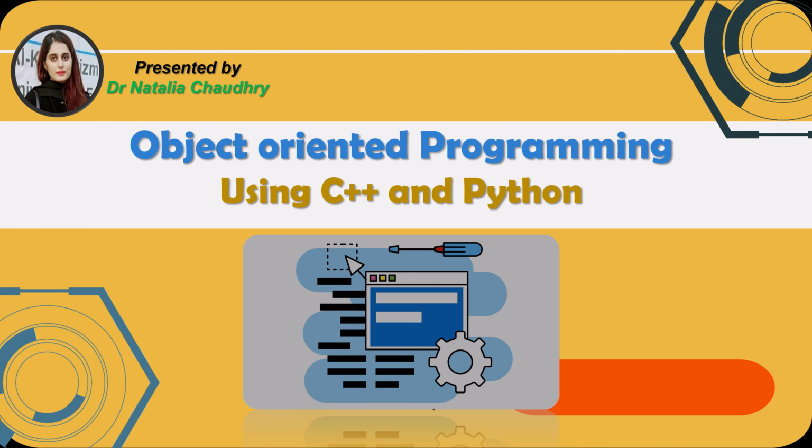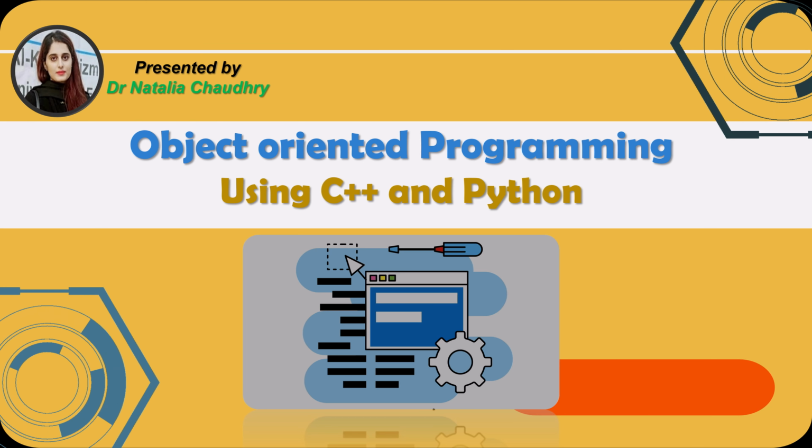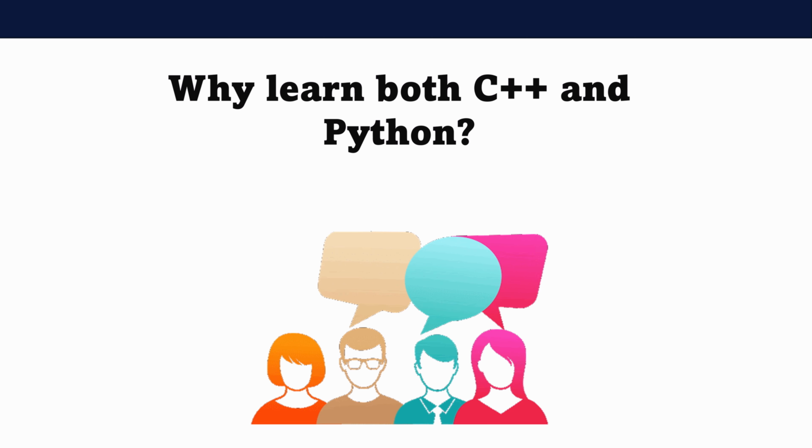In this session, we will explore object-oriented programming in a clear and practical way using both C++ and Python. We will try to cover all the concepts in depth, showing how they work in both the languages. So let's get started. At first, you might be wondering why should we learn both C++ and Python?